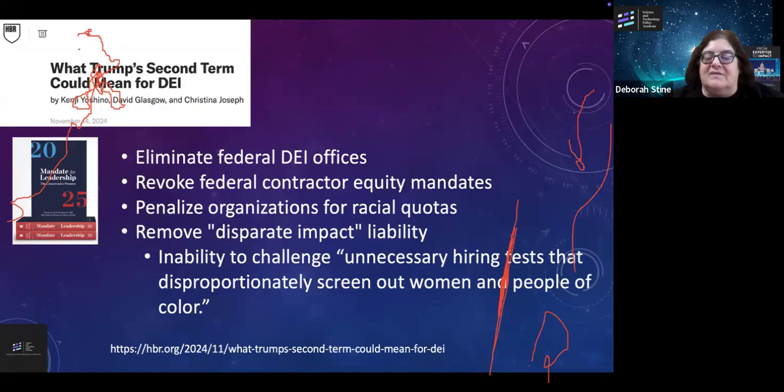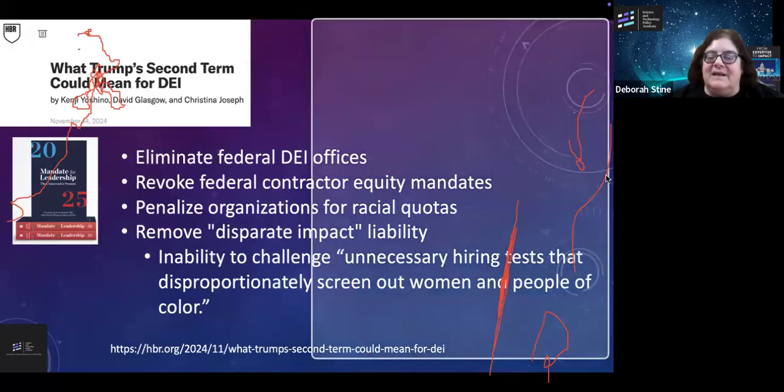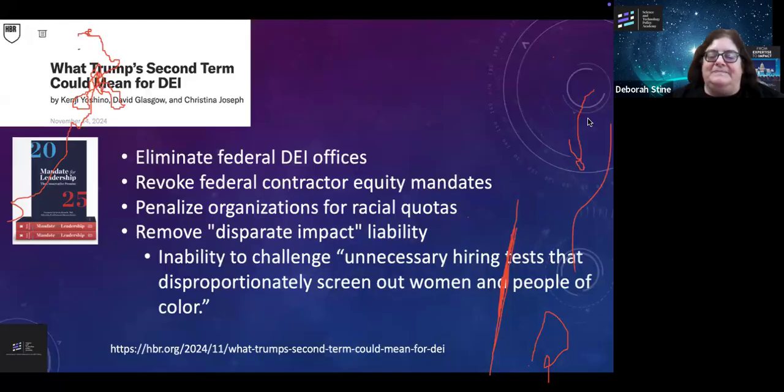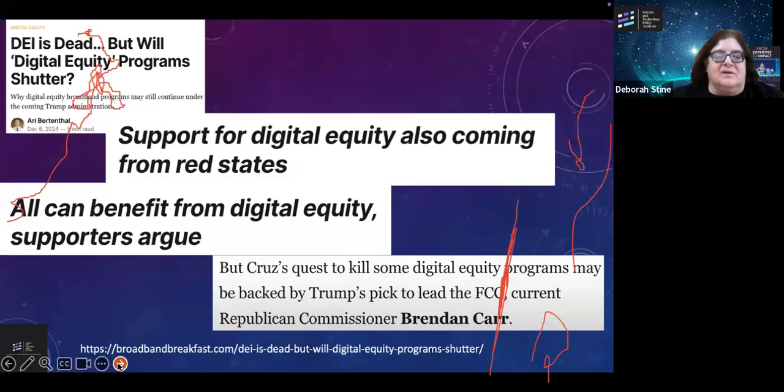I know I was just at the National Science Foundation last week, and some of their programs that focus on equity and STEM are going to be of concern. There's federal contractor equity mandates. There might be some penalized organizations for racial quotas. There's something called the disparate impact liability. And this is related to companies, where it takes away sort of their ability to challenge. So we don't quite know what's going to happen, but these are some of the issues that are of concern.